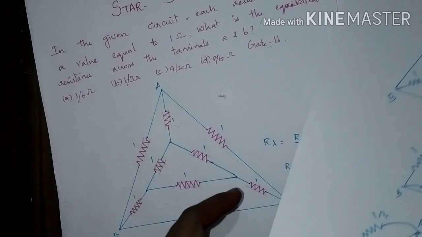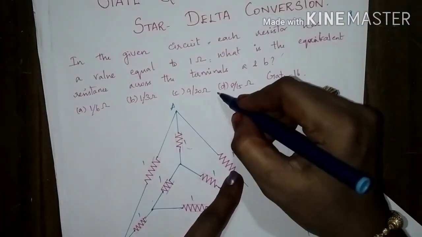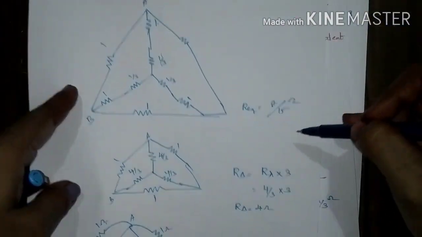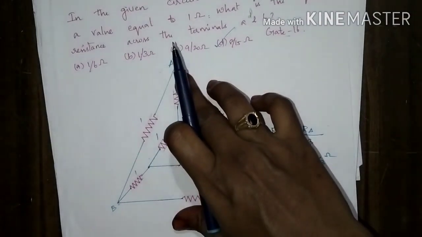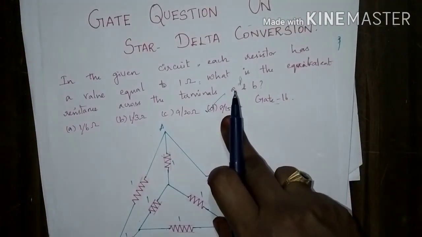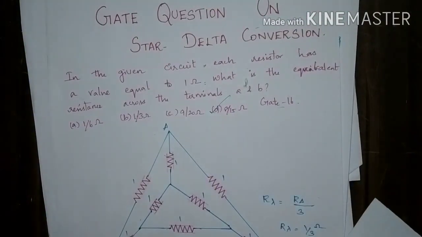See which is the option. It is option D. So the answer for the equivalent resistance between this A and B terminal is 8 by 15 ohms. And this has been asked in GATE 2016.